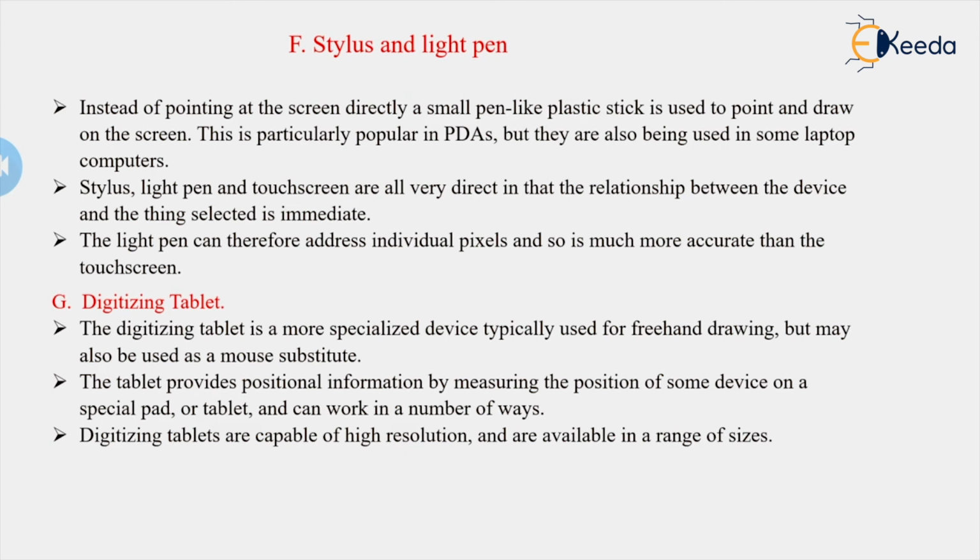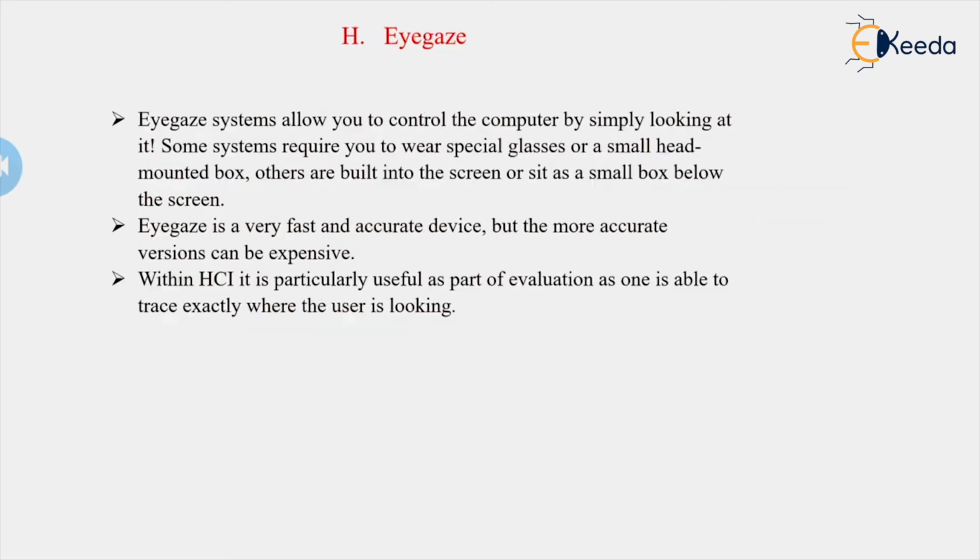So your tablet is a more specialized device typically used for freehand drawing, but it may be used as a mouse substitute. It records the position of some device on a special pad or tablet. It's like a digitizing tablet that can use small resolution, and it's available in various sizes.